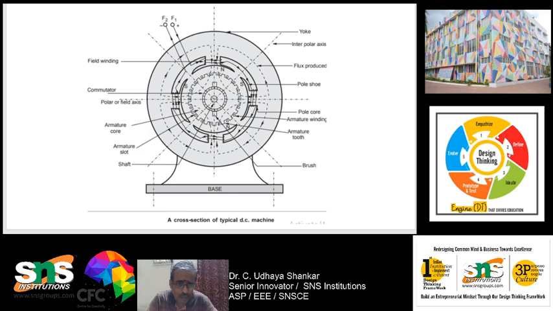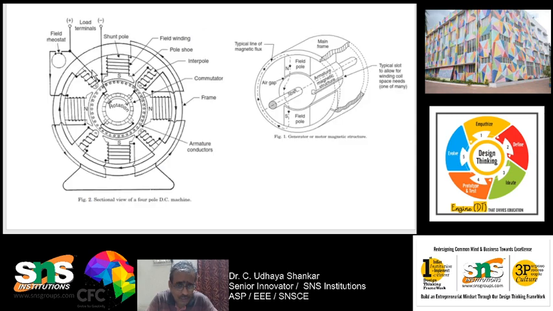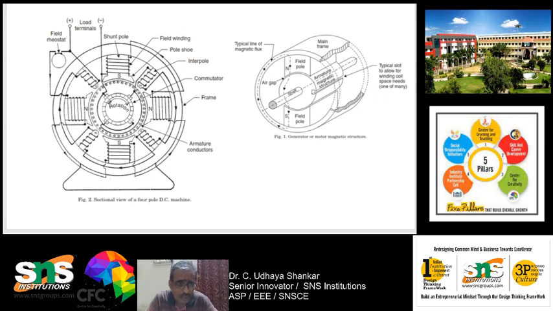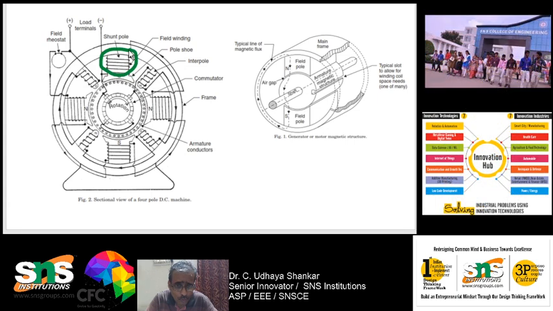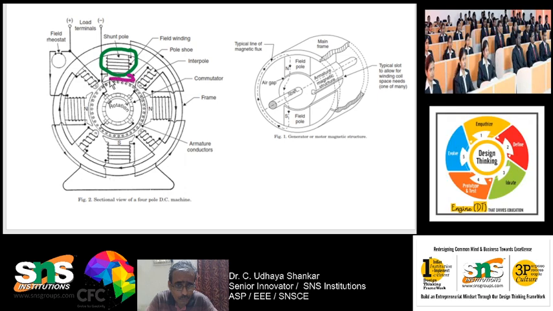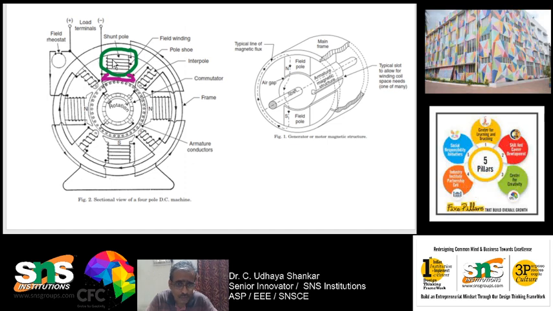Now let us move to interpoles. You can see that this is one more representation. This is the field pole, this is the pole core, and this is the pole shoe. I will just mark it in violet. This is the pole shoe, and this is the pole core, and this is the winding. I will just draw the winding. Here you can see this is the winding.